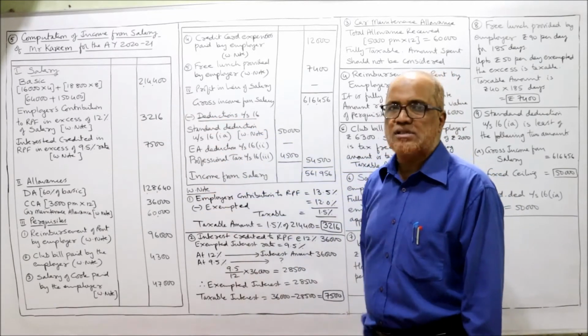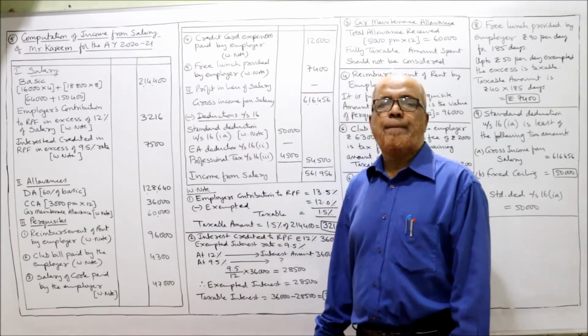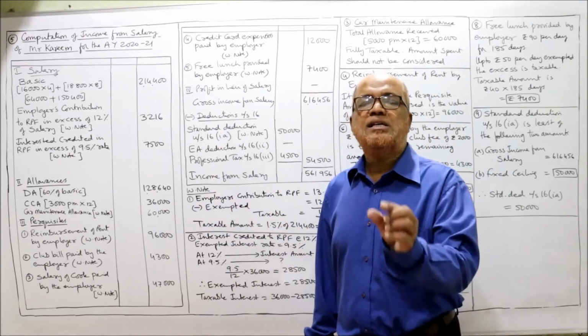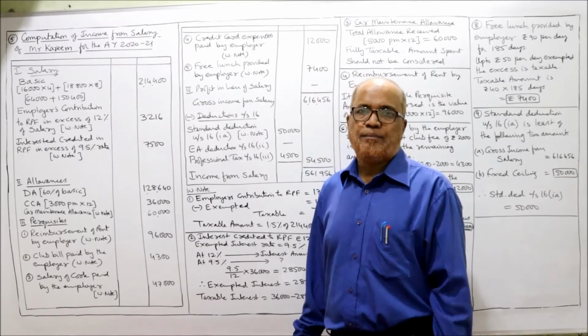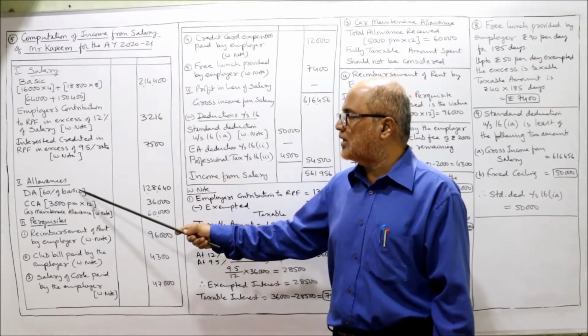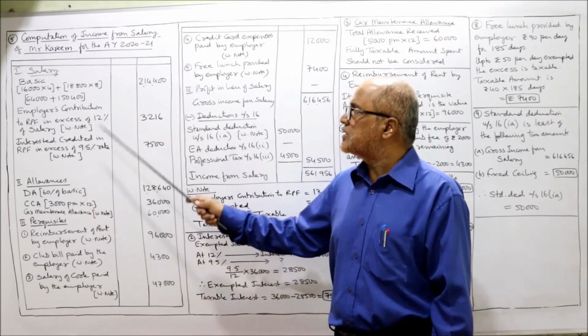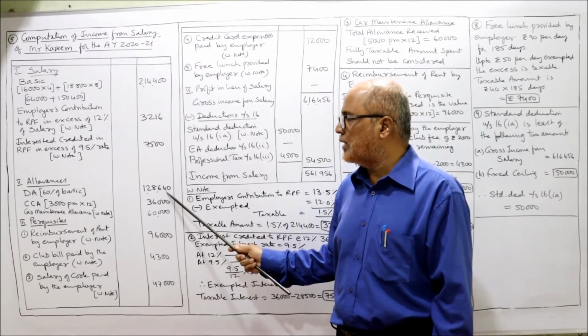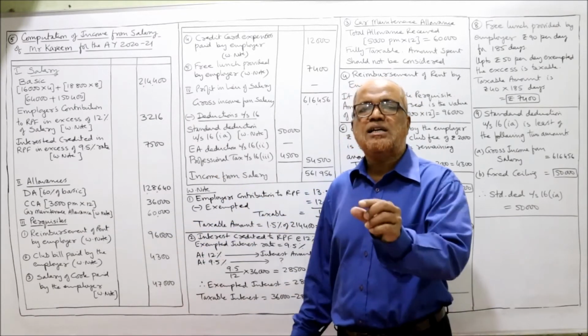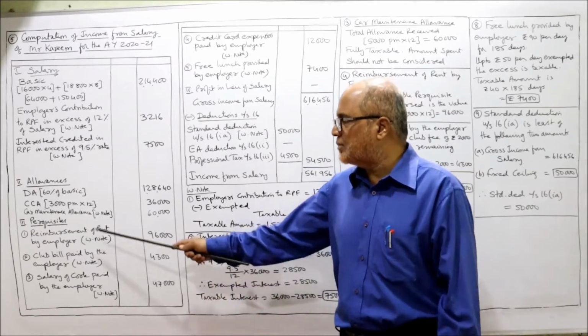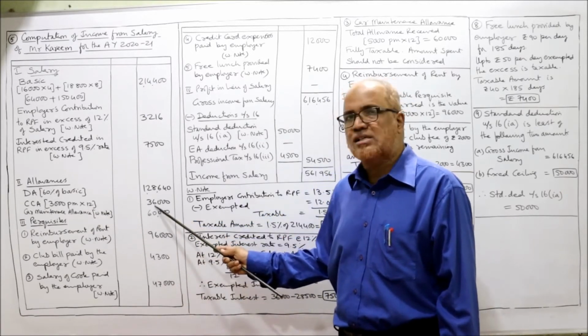Now we come to allowances. DA, dearness allowance. It is given in the problem. DA is 60% of basic. So basic 2,14,400, 60%. 60% of 2,14,400, 1,28,640. CCA, City Compensatory Allowance, fully taxable, 3,000 per month into 12, 36,000.